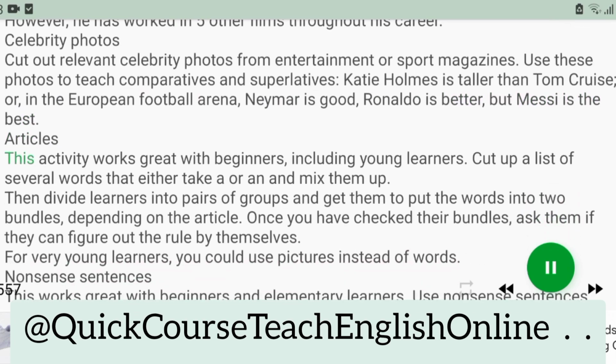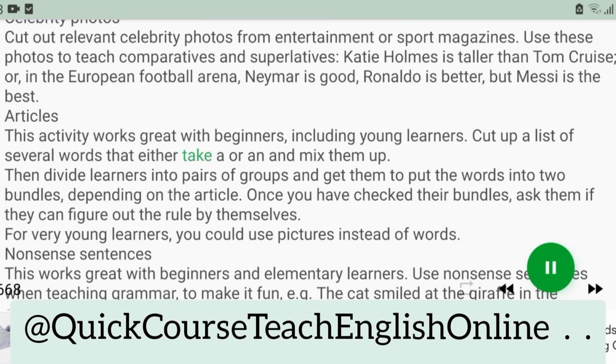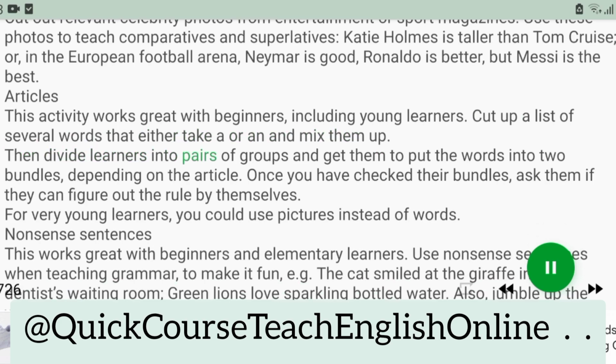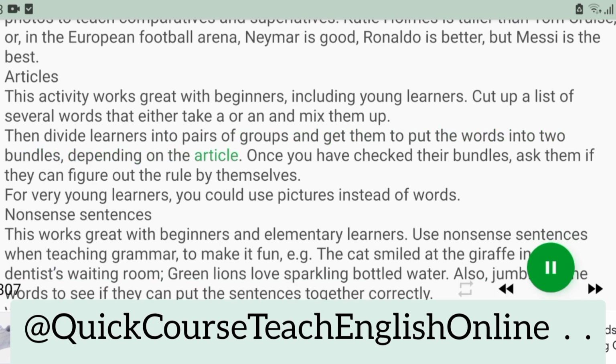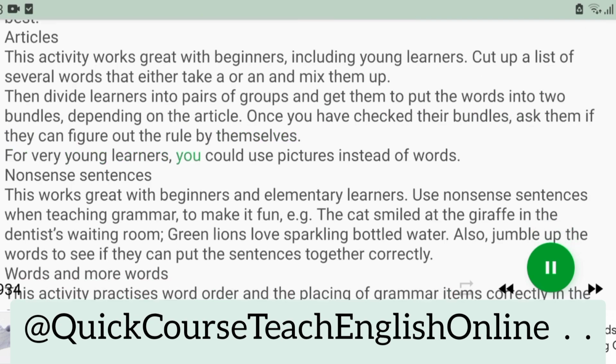Articles. This activity works great with beginners, including young learners. Cut up a list of several words that either take a or an and mix them up. Then divide learners into pairs or groups and get them to put the words into 2 bundles, depending on the article. Once you have checked their bundles, ask them if they can figure out the rule by themselves. For very young learners, you could use pictures instead of words.